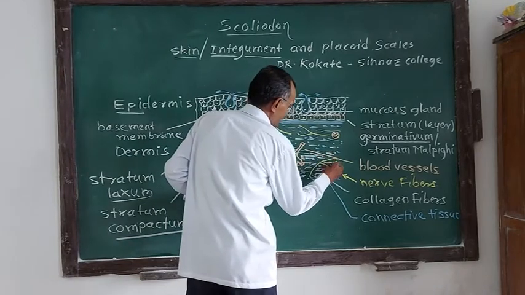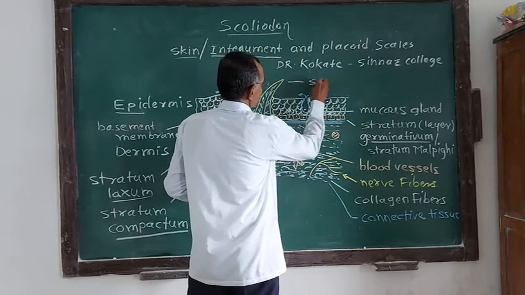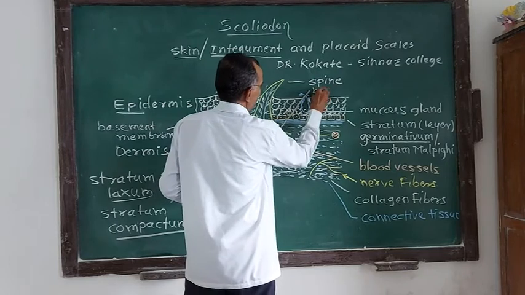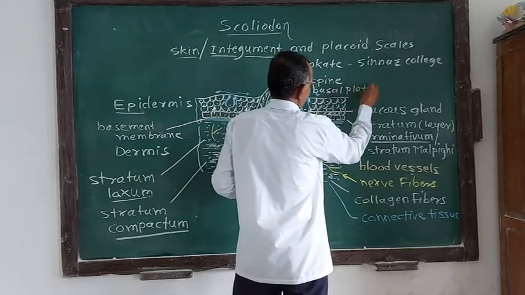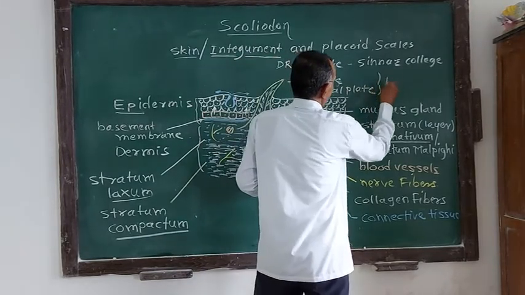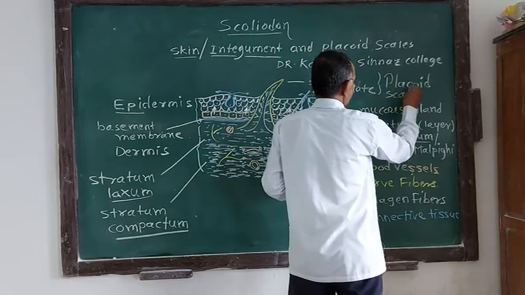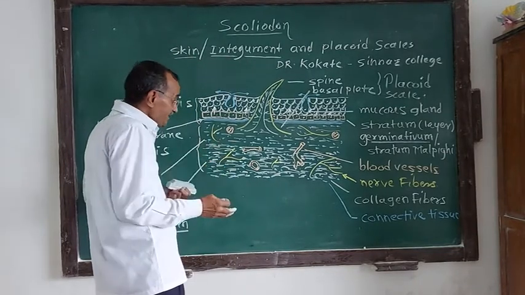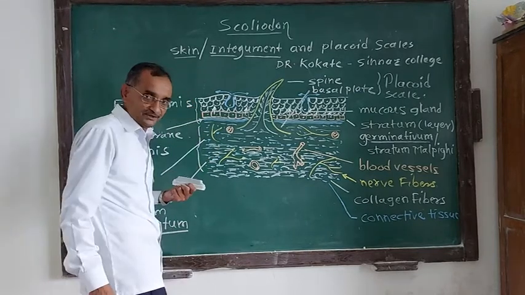Now one more thing that we have to study here: this is the spine of the placoid scale, and this is the basal plate, because it is present at the base of the spine. So the spine and basal plate together form the placoid scale. Like this placoid scale.